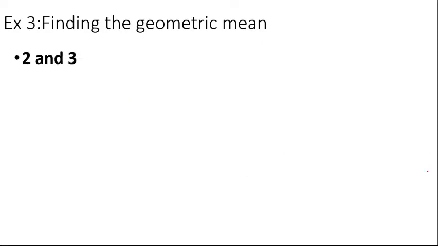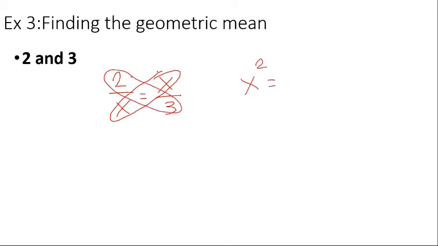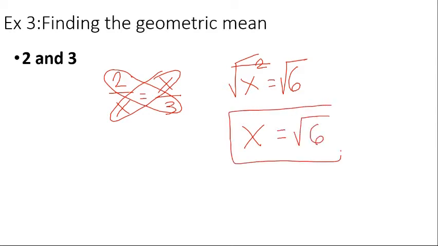All right, next one, 2 and 3. Again here, 2 over x equals x over 3. You can cross multiply here. X times x gives us x squared. 2 times 3 is 6. I take the square root of it. So here, square root of 6 we cannot reduce. So we just leave it as square root of 6. And that is my answer. So this is my geometric mean.